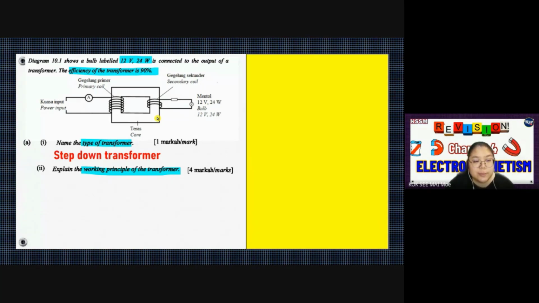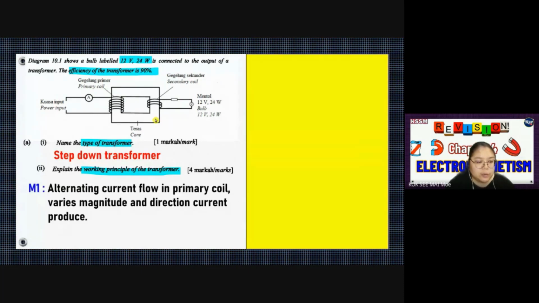So this one is a process. At least 4 processes you need to explain. Let's see the first one: alternating current. You must mention it. When it goes in, what current is it? Alternating current flows in the primary coil. Then the alternating current is what? A current of varying magnitude and direction is produced. So the alternating current has different magnitude and also direction.